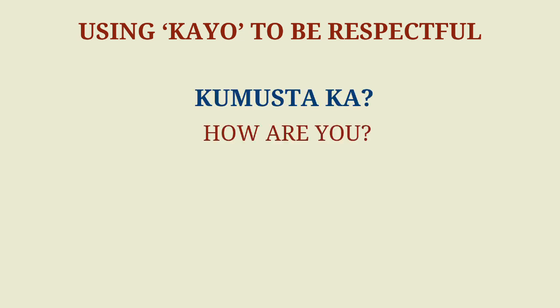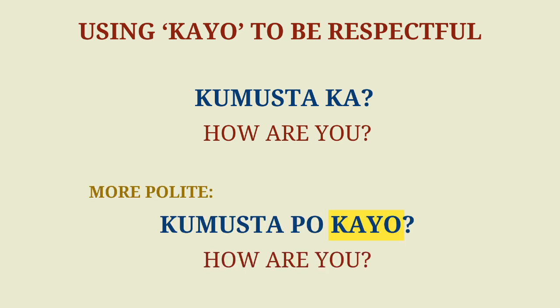For example, when you want to ask someone how they are, we normally say, kamusta ka? So we used ka, right? But if you are talking, for example, to an elderly person or your grandmother, to be more polite, you use kayo. Kamusta po kayo? So we added po, but at the same time, we used kayo when referring to our grandmother to be more respectful.